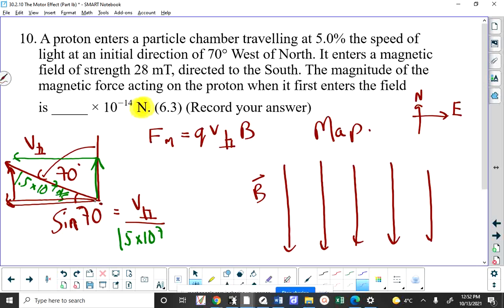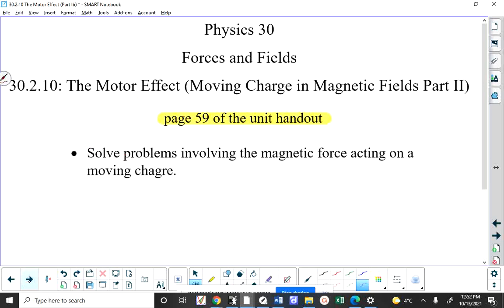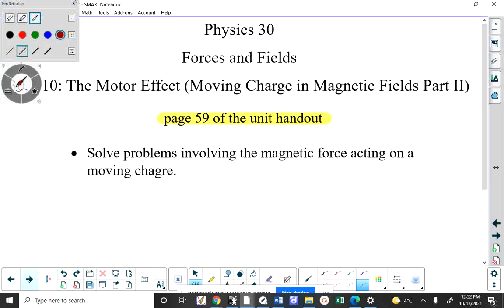All right, so seeing none, we're going to move on here. We're going to be looking at part 2 of this motor effect. Part 1 was moving charges in magnetic fields. Part 2 is moving charges in magnetic fields. Part 3 tomorrow will be a little bit different. We're going to continue to work with the formula magnetic force equals QVB, because that's how you find the magnetic force acting on a moving charge. Okay?